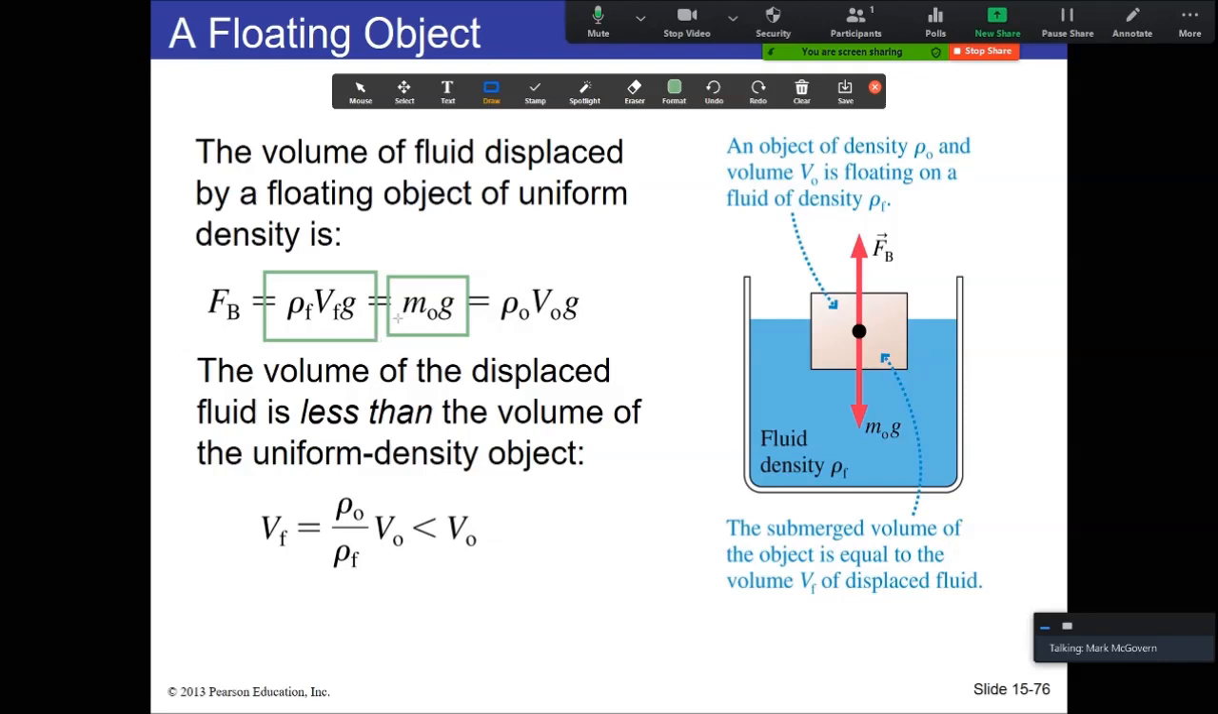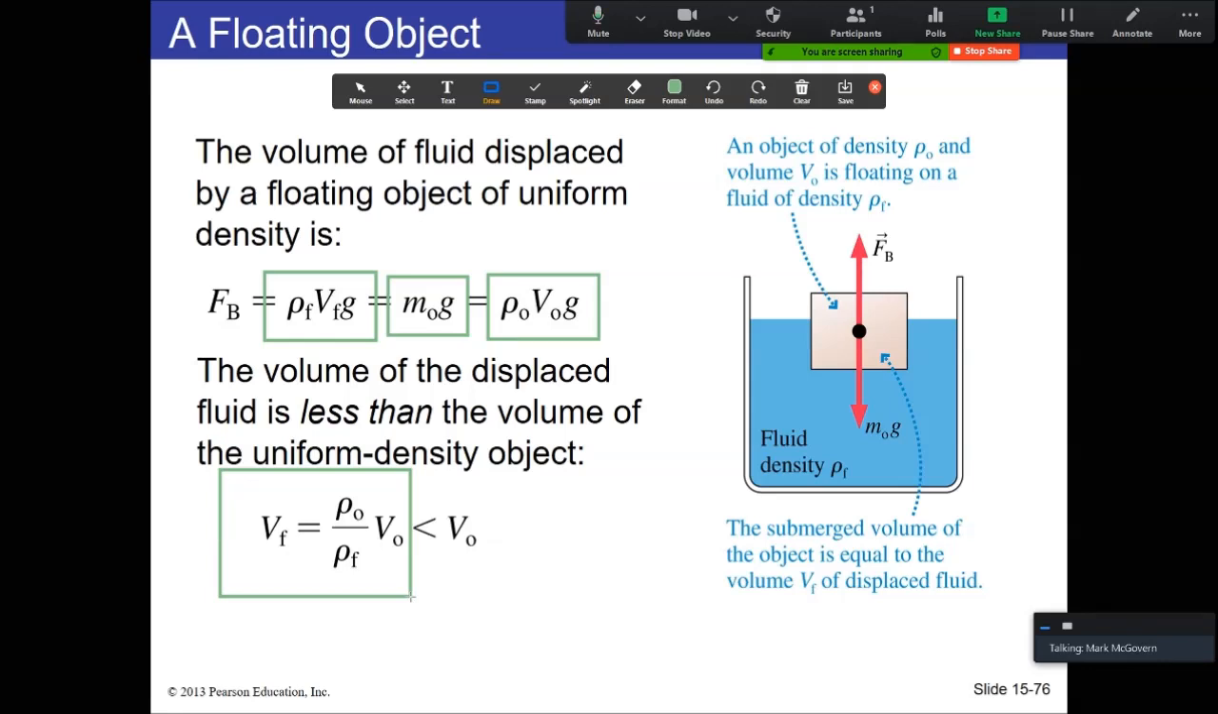Well, if I take my mass here and write it in terms of volume and density, I get this other expression right here. And because they're in equilibrium, these two quantities are equal to each other. Cross out the g's, okay? And we end up with this nice proportion down here.